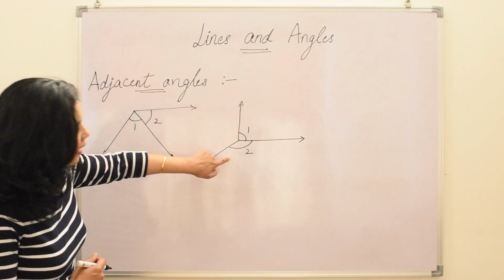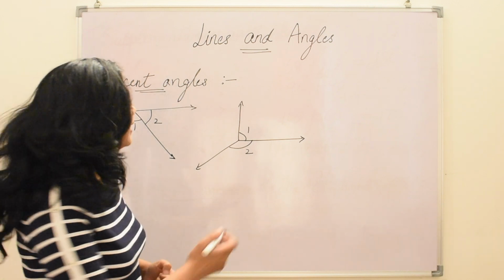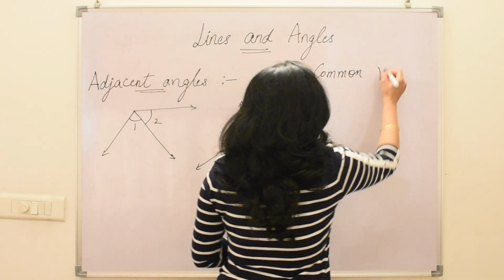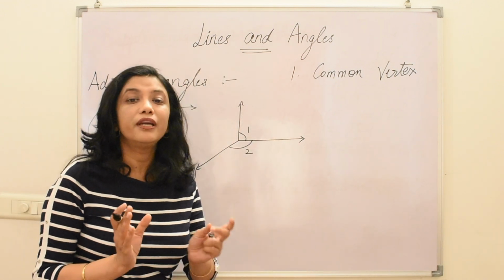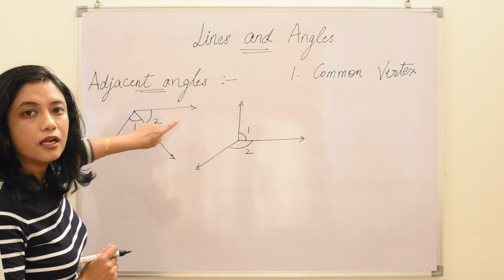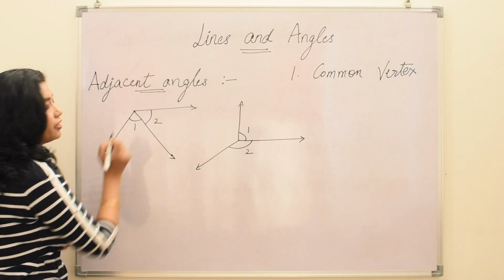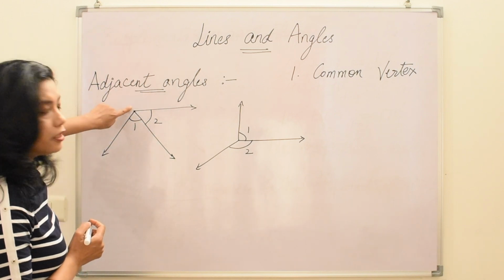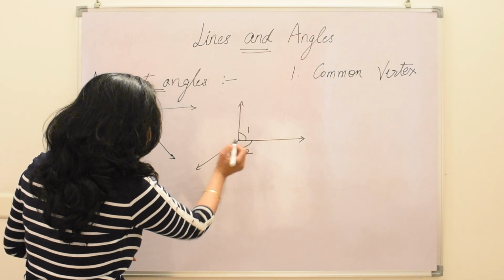Here also angle 1 and angle 2 are next to each other. But they have other characteristics also. Number 1 is they should have a common vertex. What is a vertex? It is where the two arms of the angle meet. Arms means these sides. Wherever these two sides meet, this point is called the vertex. So they should have a common vertex. Here these two angles have a common vertex, and here also.